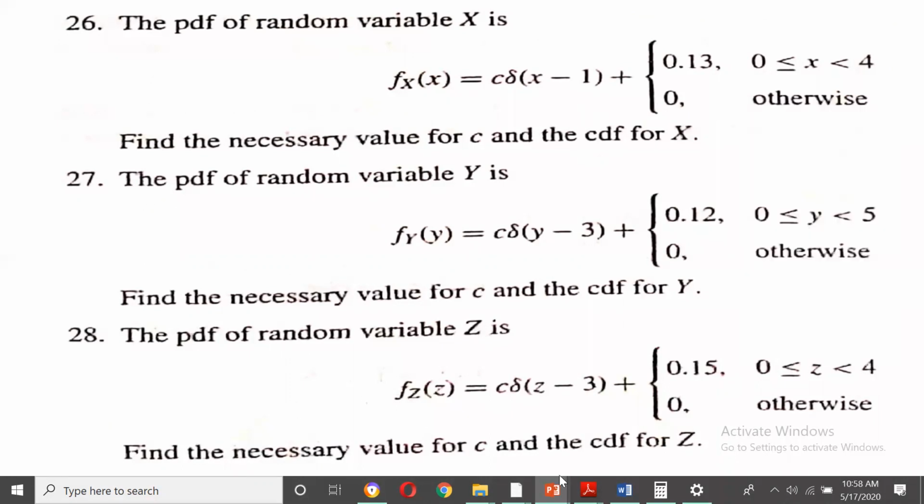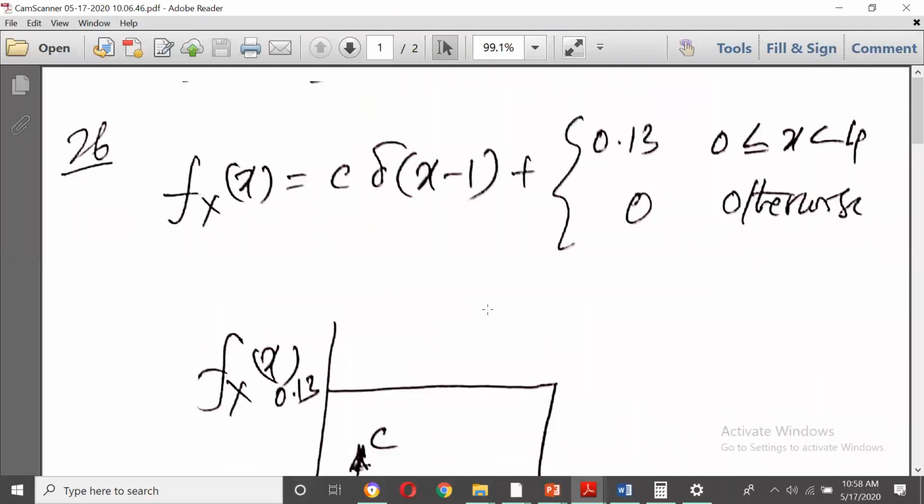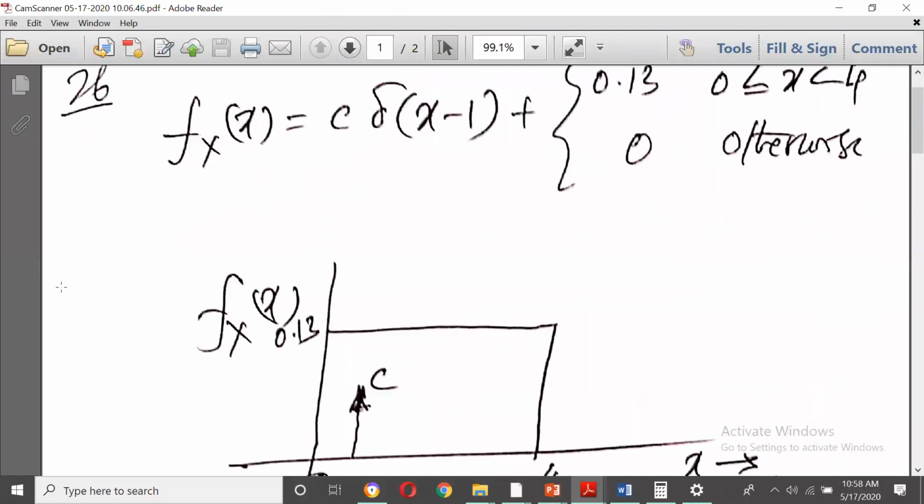So how do we do this? Let us see in the example. So this is what we have here. I am trying to plot this over here. First I will plot the 0.13. It's a constant value between 0 and 4. 0.13, so a constant value here.